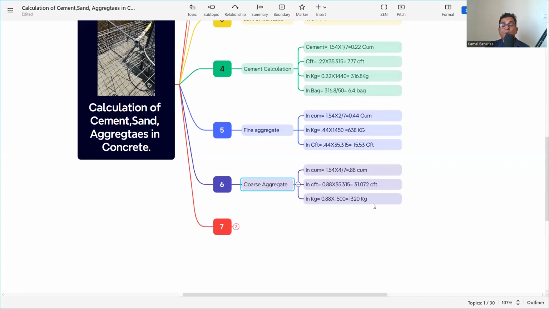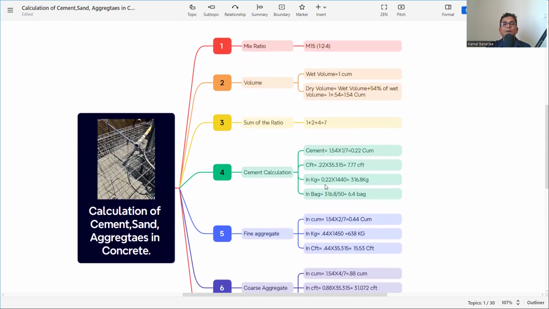So what will be my percentage? If I want to make it in cubic meter, for 1 cubic meter of concrete of M15, cement will be 0.22 cubic meter, fine aggregate will be 0.44, and coarse aggregate will be 0.88 cubic meter. And if you want to make it in kgs, 316.8 kg cement, 638 kg fine aggregate, and 1320 kg of coarse aggregate. So these are the calculation formulas.